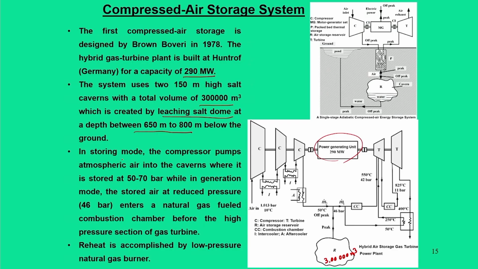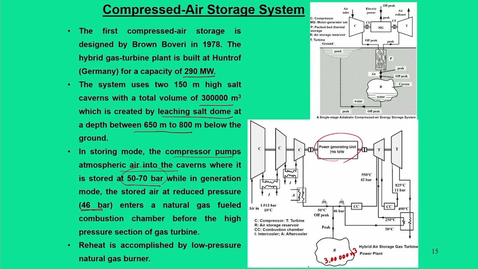Now, this is what we do in the charging mode. In the storing mode, the compressor pumps atmospheric air into the cavern and stores it at 50 to 70 bar. In generation mode we do not operate at 50 bar, we operate at a reduced pressure, to maintain constant pressure in this storage volume. So, it is operated at a lesser pressure, 46 bar.